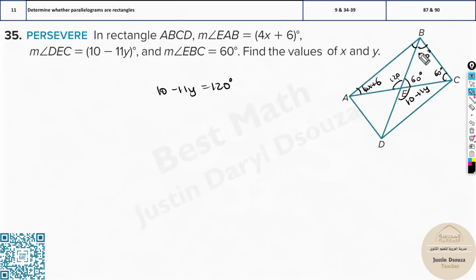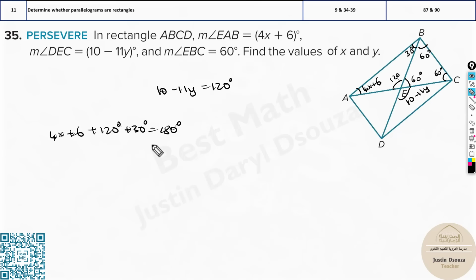60 minus 90, because each end of a rectangle is 90. 60 is over here, then this is 30. So then we have 4x plus 6. This is 4x plus 6, that's this angle, plus 120 degrees plus 30 degrees will be equal to 180 degrees.